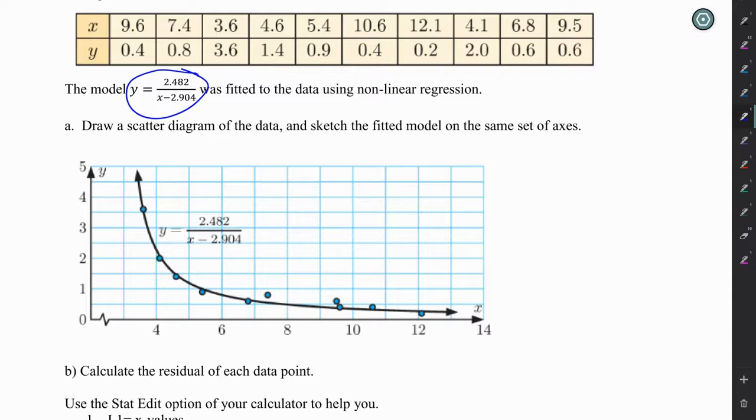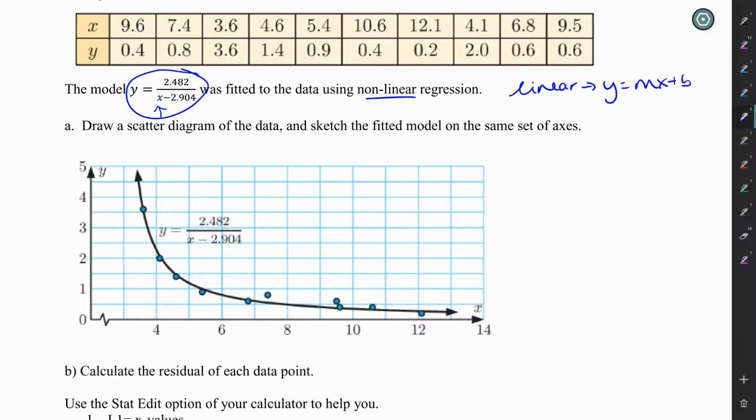Okay. And it's a nonlinear regression, because a linear regression, if we remember, would be something in the form y equals mx plus b. So this is not in that form because our x is in the denominator, so it's actually a rational function. Okay, so it's not linear.